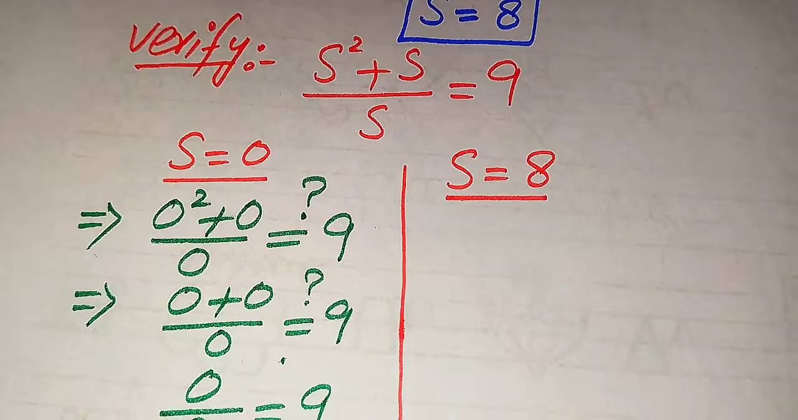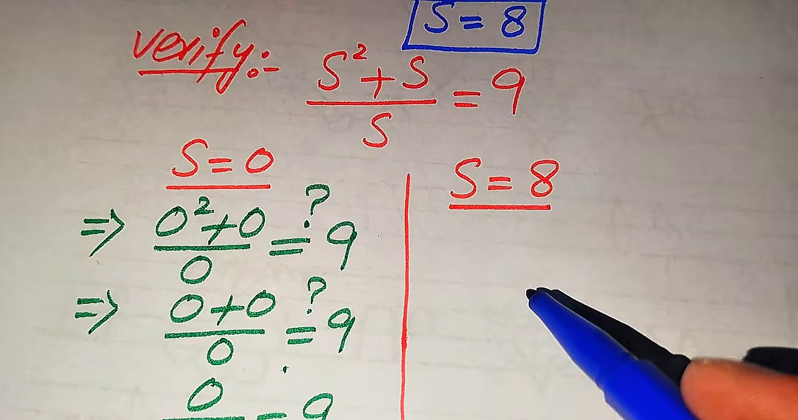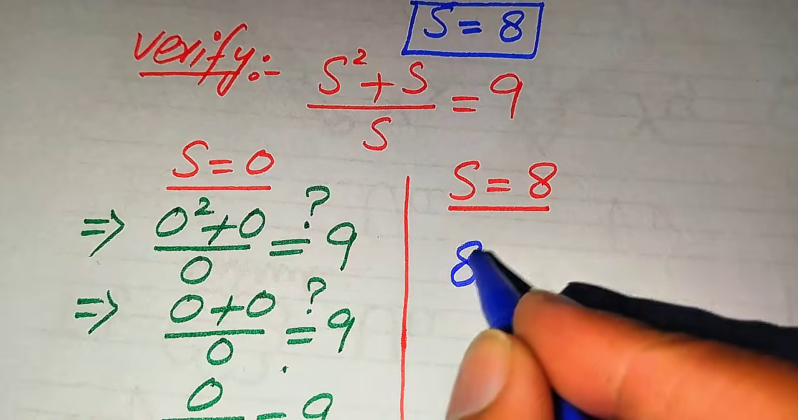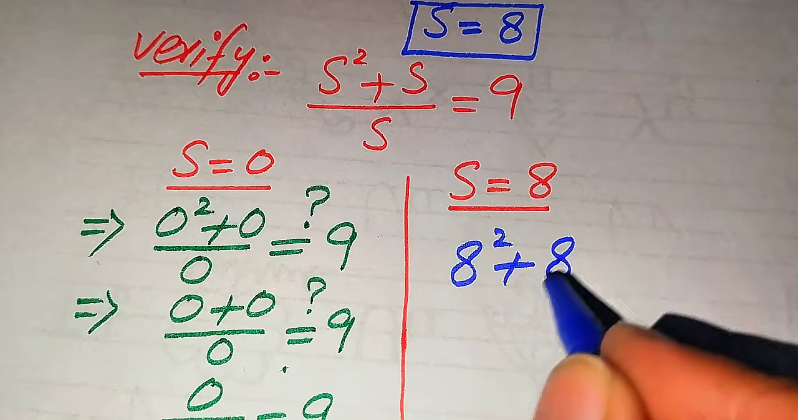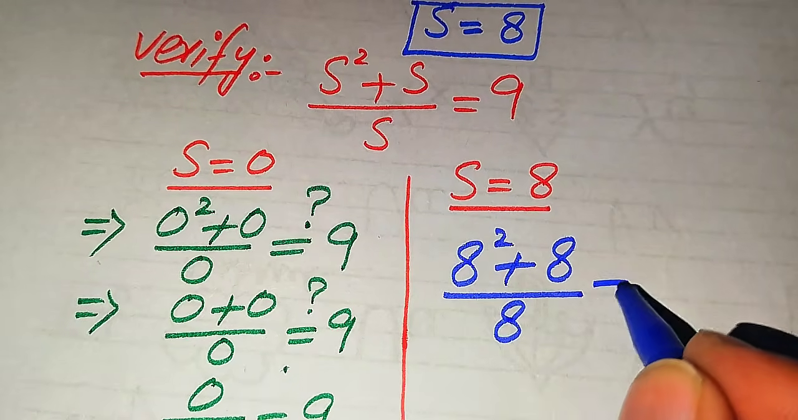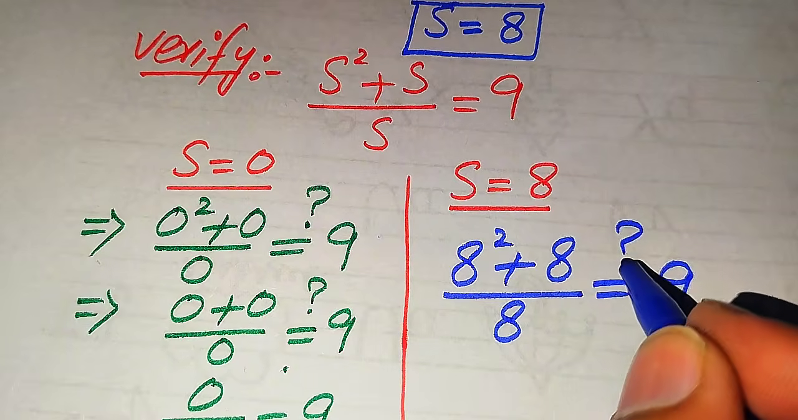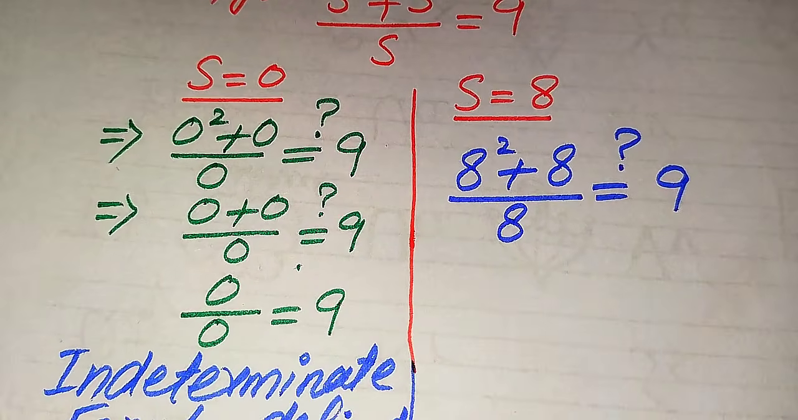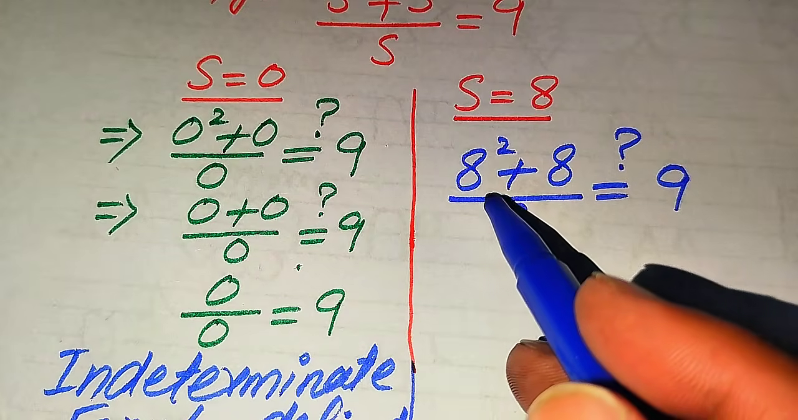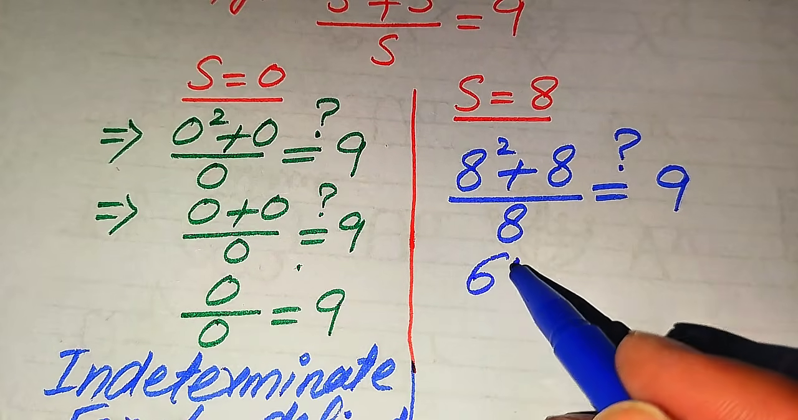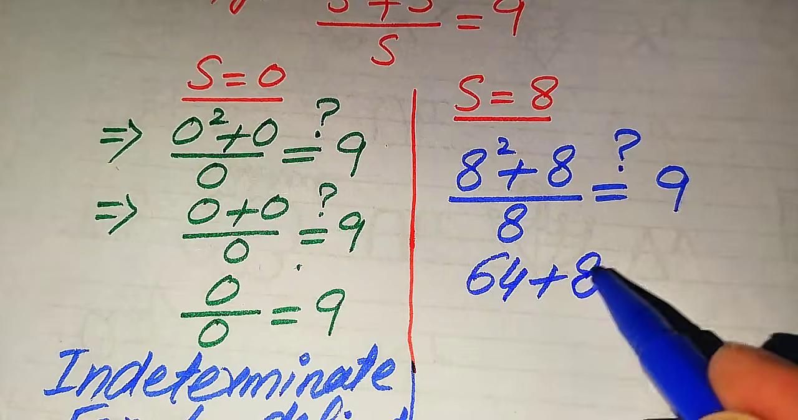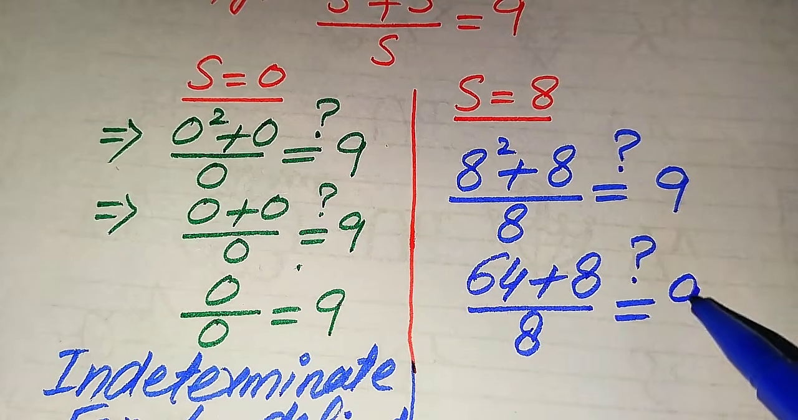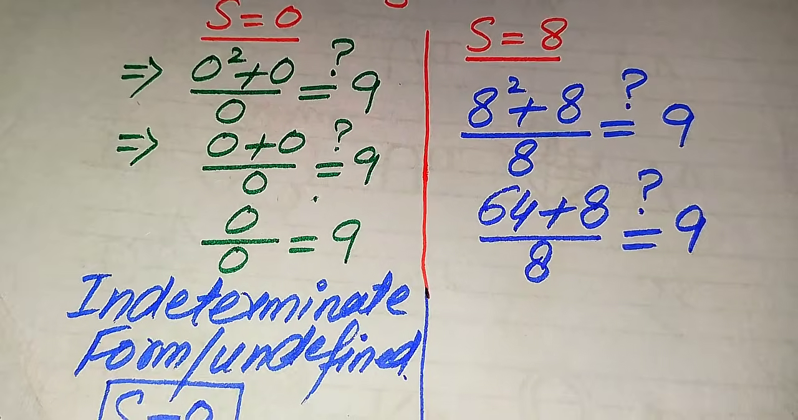Our second root is s = 8, and now we substitute s = 8 into the left hand side, and it will be written as (8 square plus 8) divided by 8, is it equal to 9 or not? This is our claim for the second root. Okay, so here you see that 8 square becomes 64, plus 8, divided by 8, and we check whether this equals 9 or not.